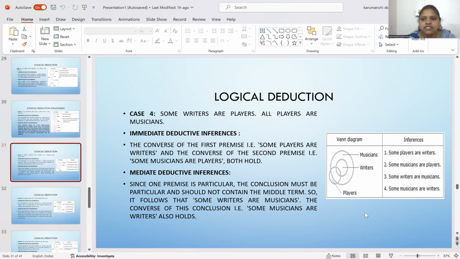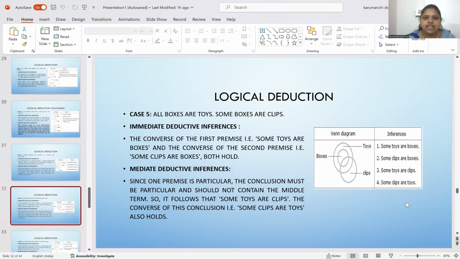So if we see, this is the Venn diagram. Some players are writers. If we see some players are writers, yes, it is true. And some musicians are players. And here if we see some musicians are players, it is true. And some writers are musicians. Yeah, some writers are musicians. And some musicians are writers. Some musicians are writers. So coming to the next case, all boxes are toys.